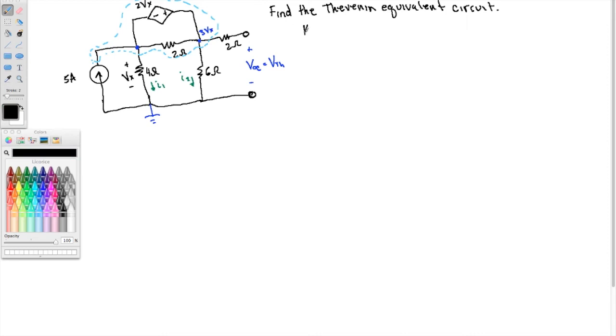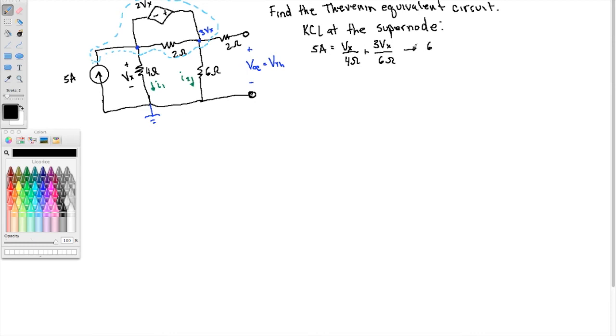Okay, so KCL at the supernode. Well, we've got 5 amps coming in, and we've got I1 and I2 leaving. I1 is Vx over 4 ohms, and I2 is 3Vx over 6 ohms. That's simple enough. The common denominator here is 12, so we can multiply by 12.